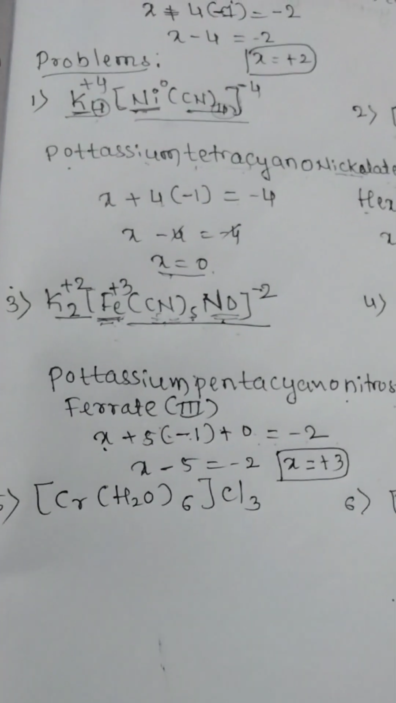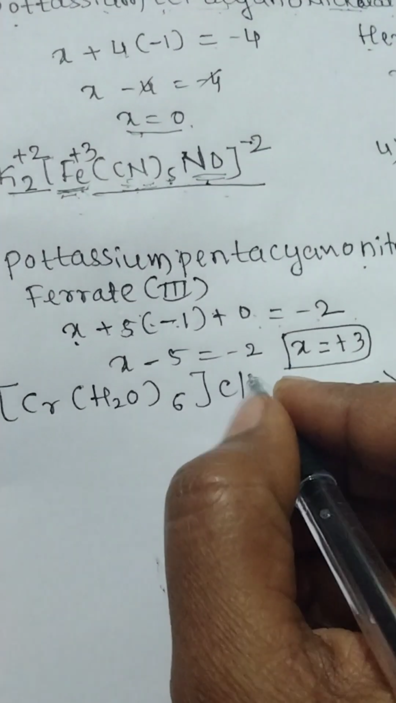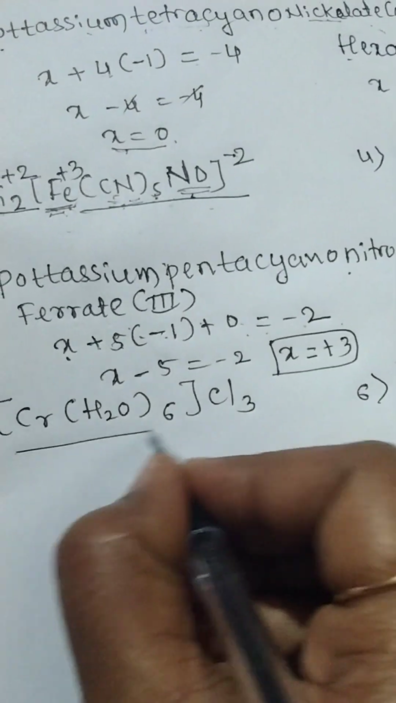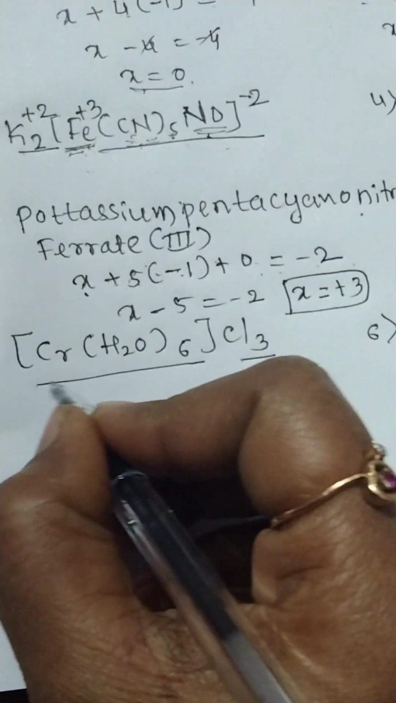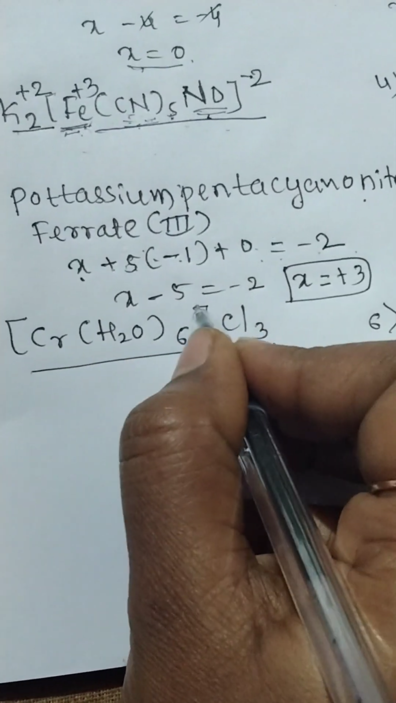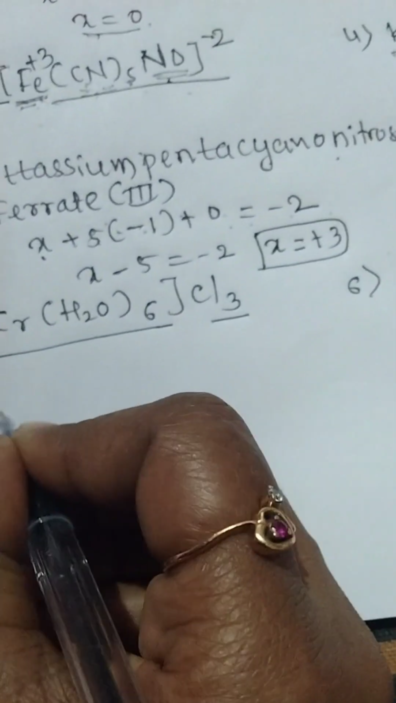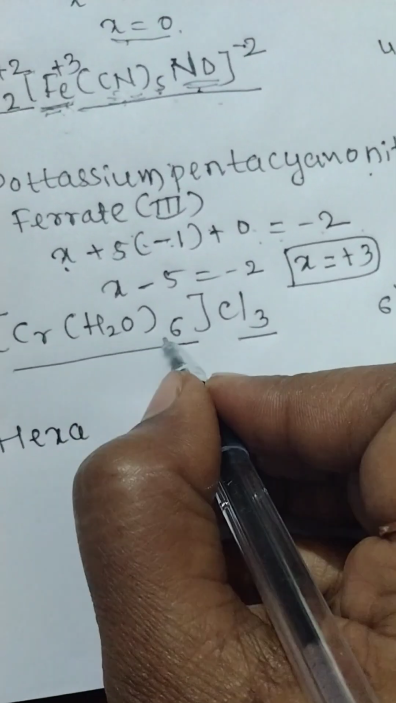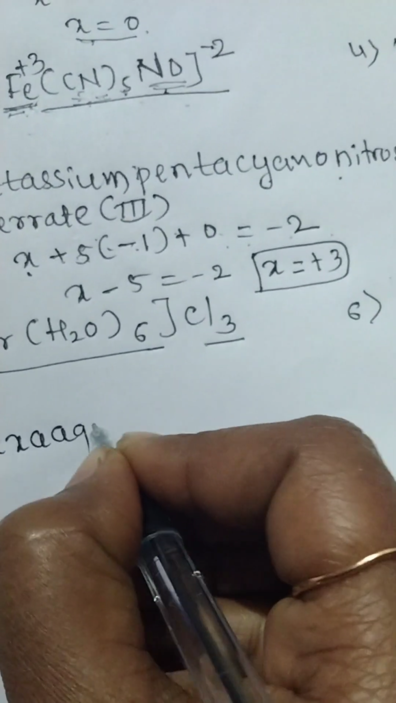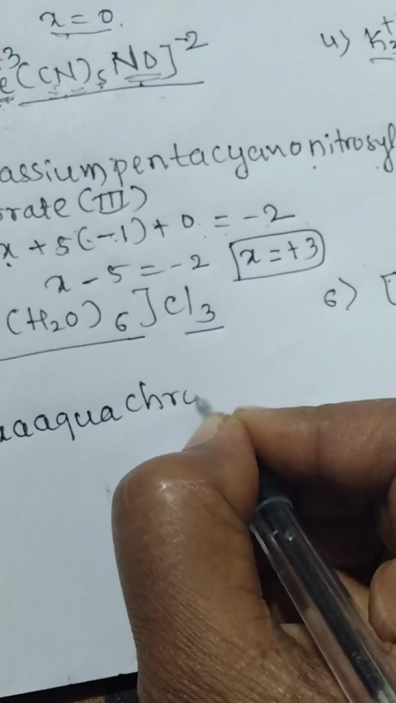Okay, next example. So here we have a complex cation, simple anion. So let's name first the cation, that is a complex cation. Here the name of the ligand is aqua. How many ligands are present? 6 ligands. So that is hexaaqua. The metal is chromium.